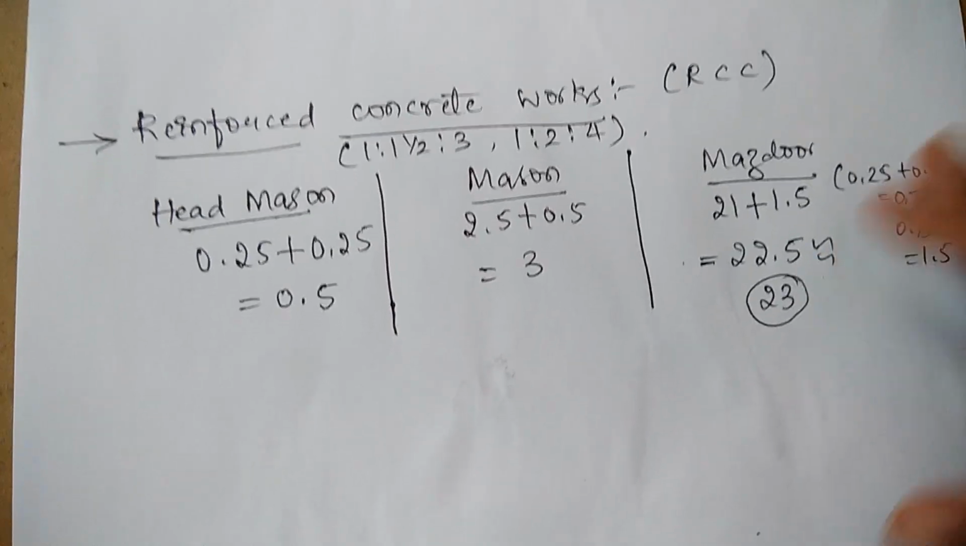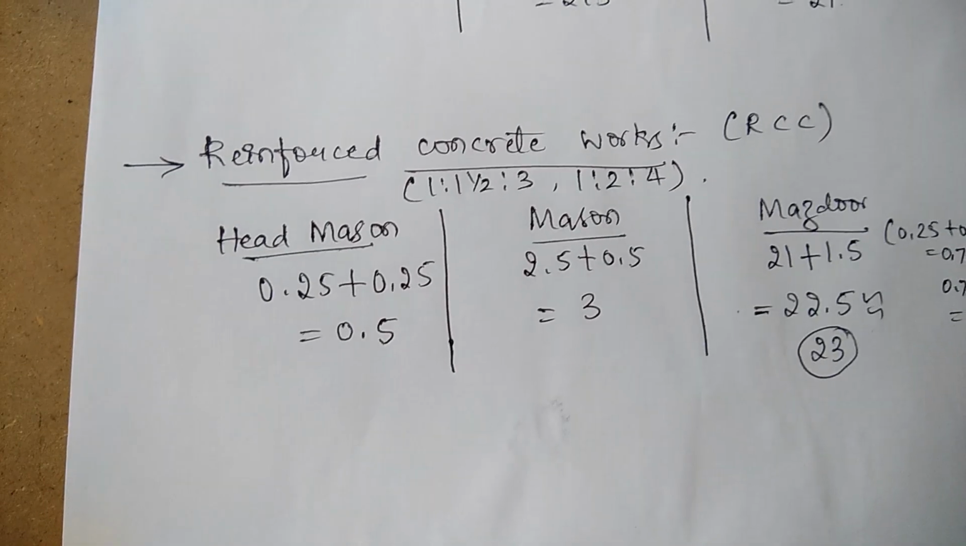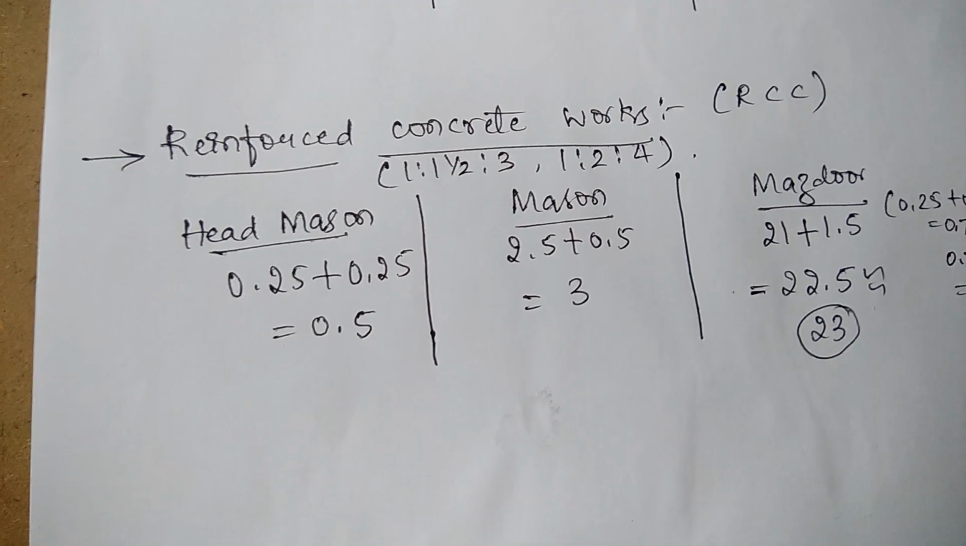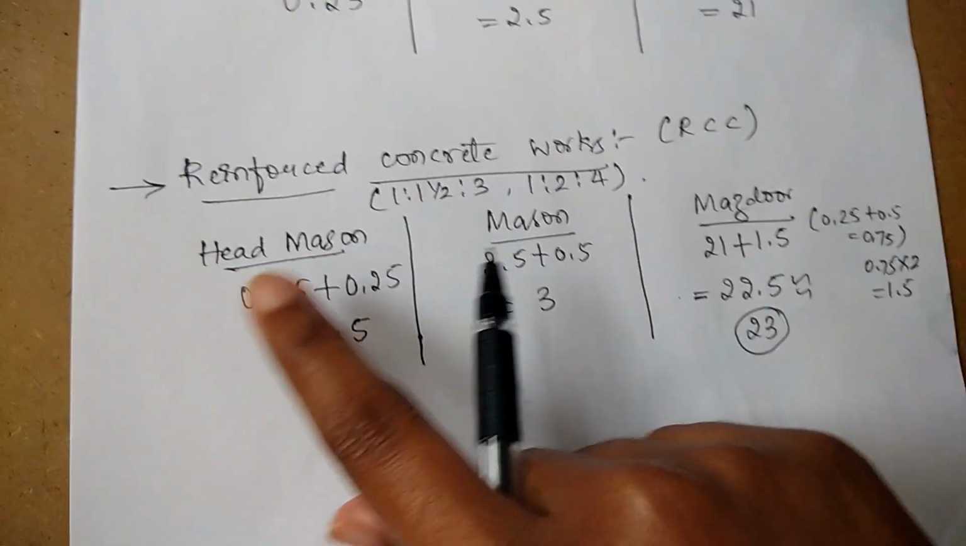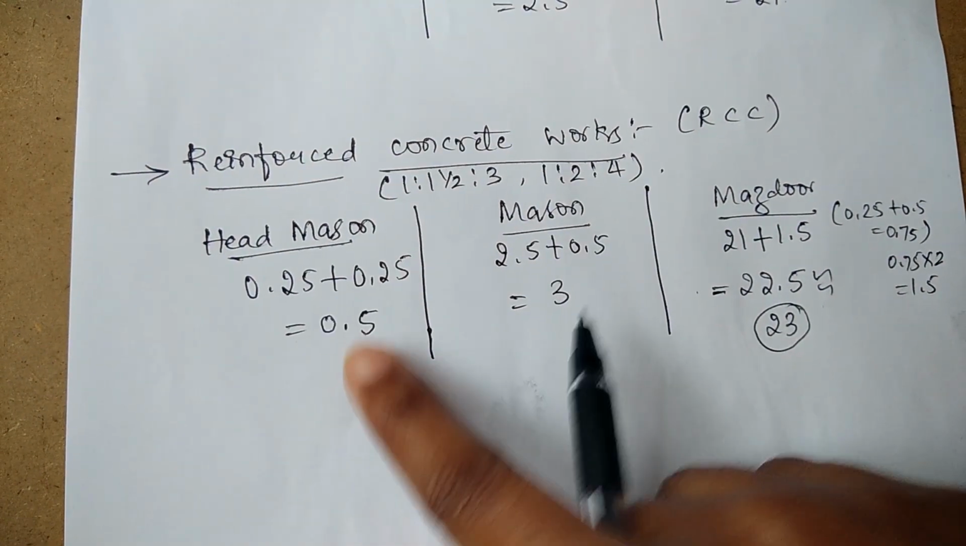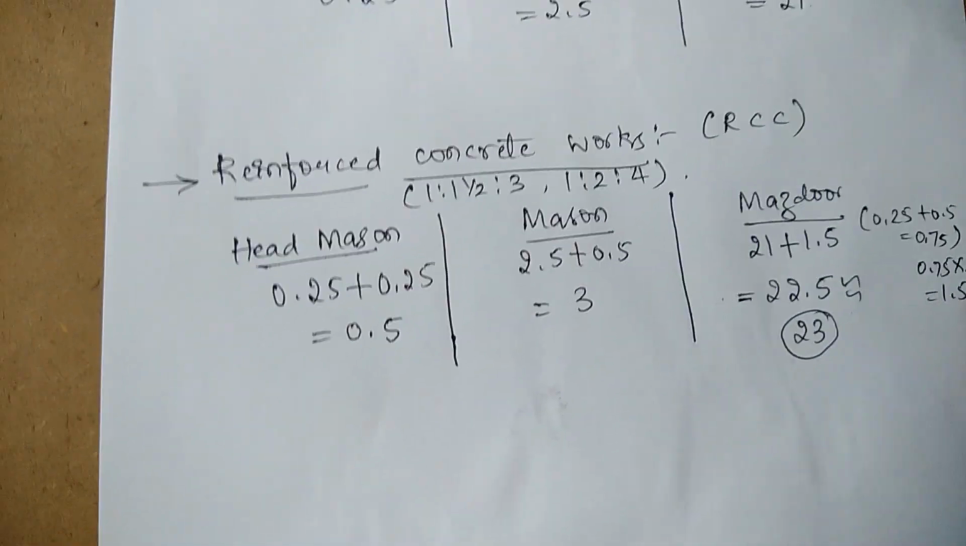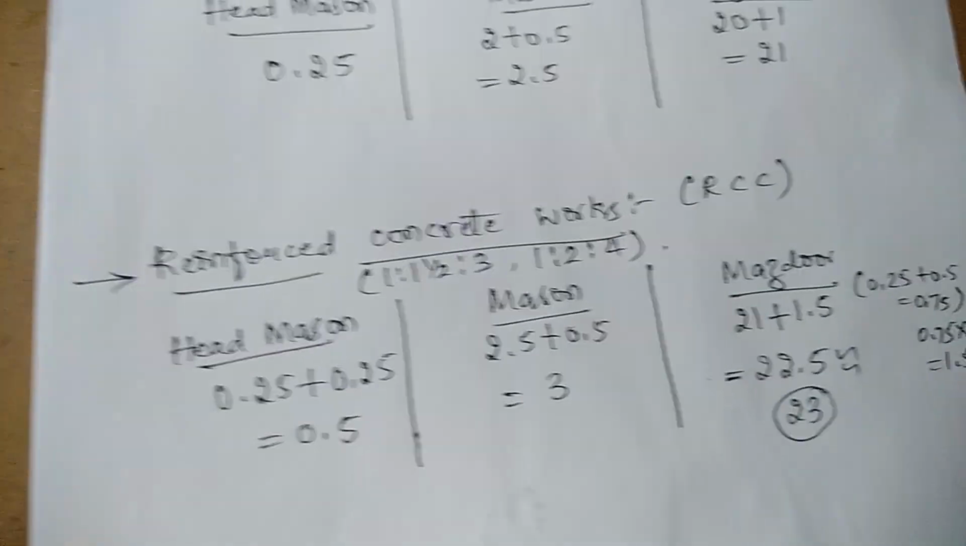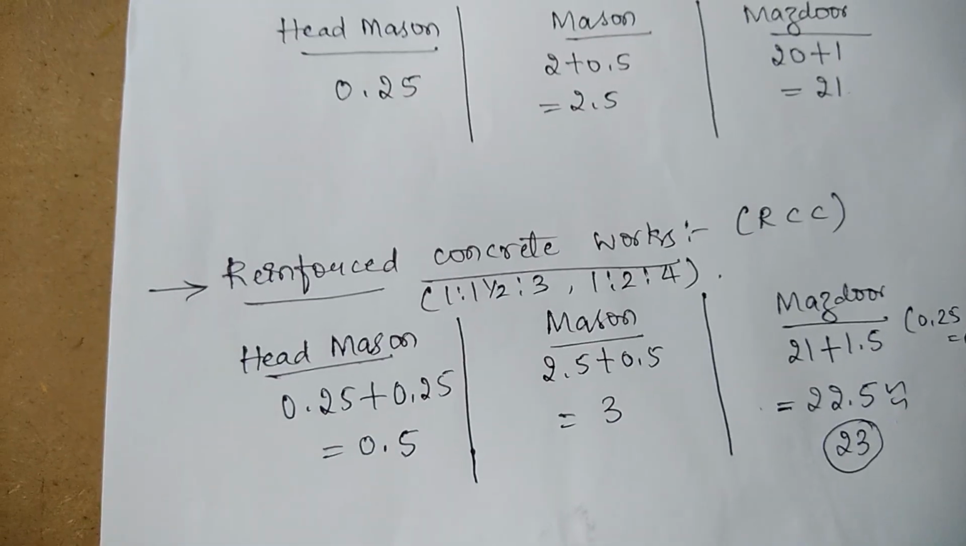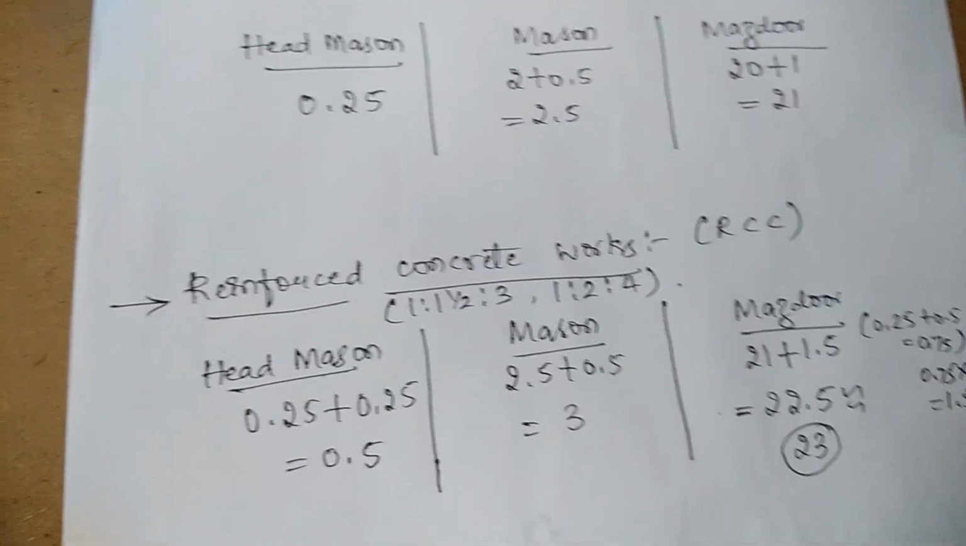Hence, the final quantity of labor for RCC work of any proportion will be head mason 0.5 numbers, mason 3 numbers, Mazdoor 23 numbers. And this is what you can find the labor quantity with the simple trick.